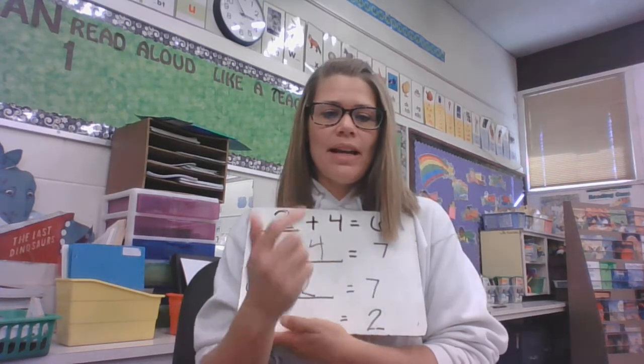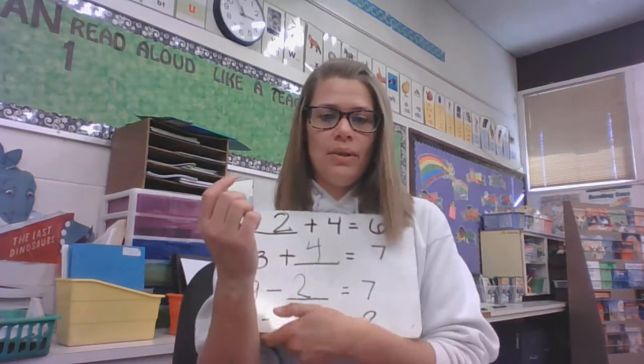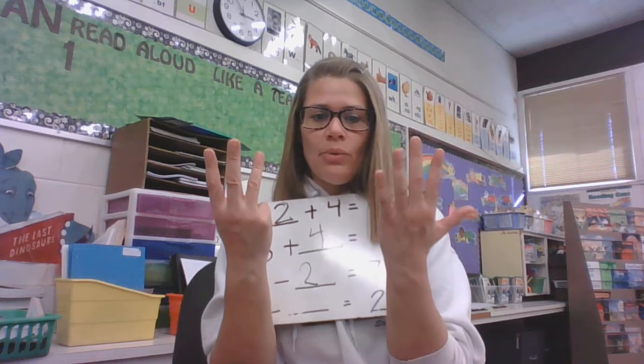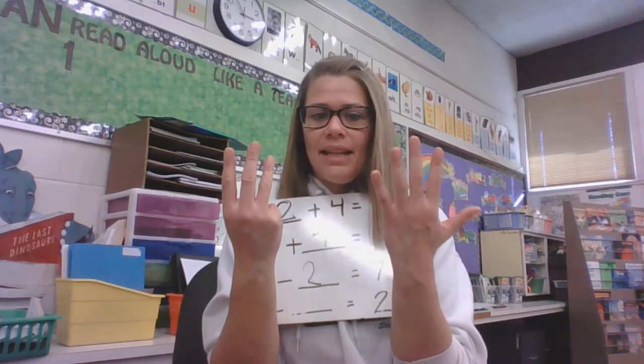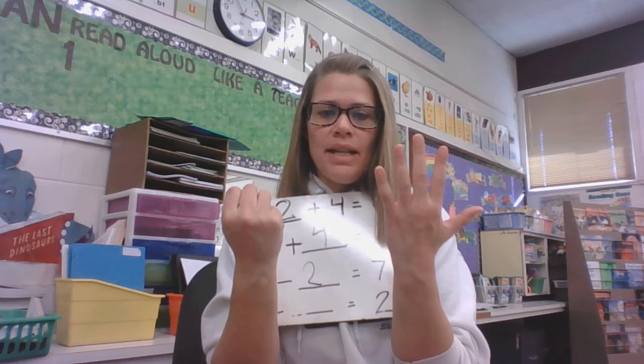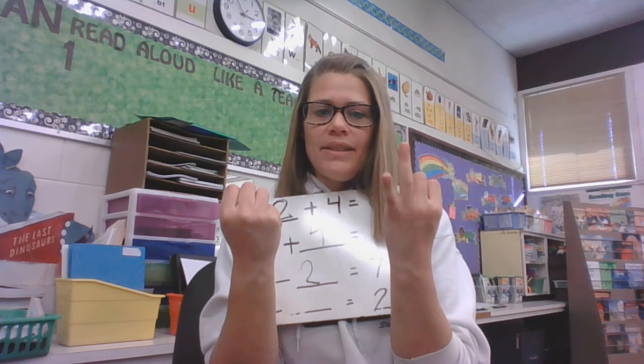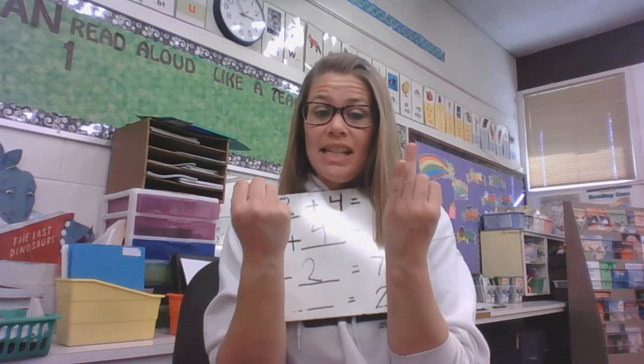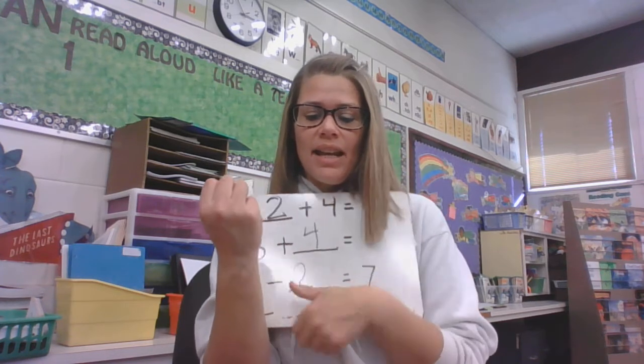Okay, and the last one. 8 take away what equals 2. So I'm going to put my 8 fingers up. What do I need to take away from that to land with 2? So I'm going to take them away. 2, 3, 4, 5, 6. I took away 6 fingers so that I could end up with 2 fingers.